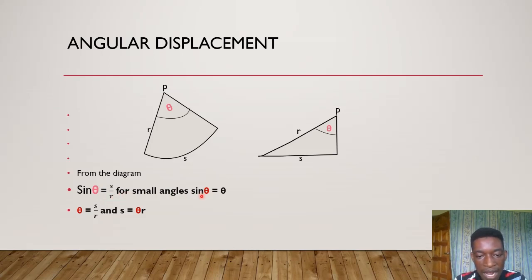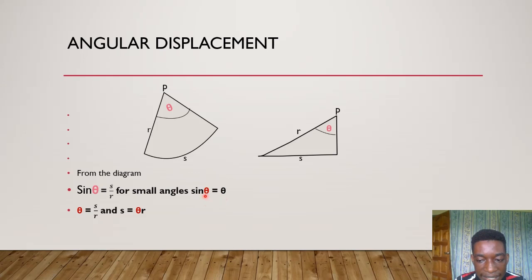For small angles, sine theta is equal to theta. Small angles are angles that are less than or equal to 15 degrees, so we consider them to be equal to the actual angle. Let's say we have sine 12 degrees, it is the same as 12 degrees, because they are considered small angles. So sine theta is equal to theta.